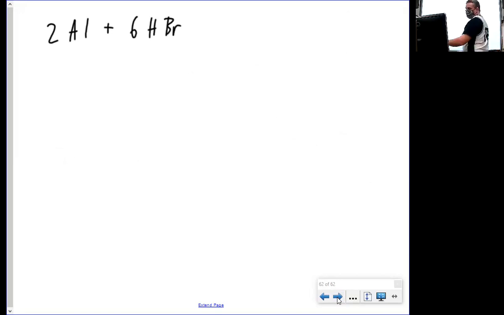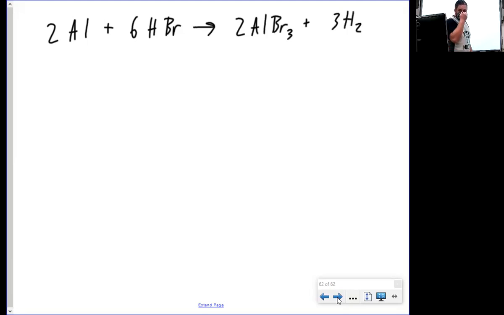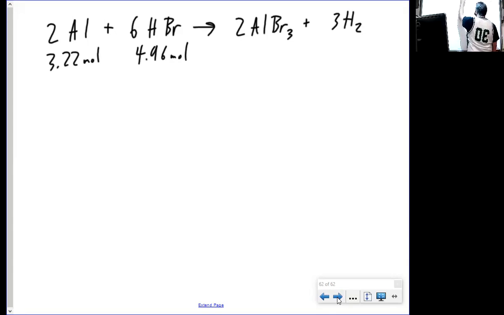So let's look at this. 2 aluminums plus 6 hydrobromic acids, I think was in it, makes 2 aluminum bromides and 3 hydrogen. All right, 3.22 moles of aluminum reacts with 4.96 moles of HBr. How many moles of H2 are formed?